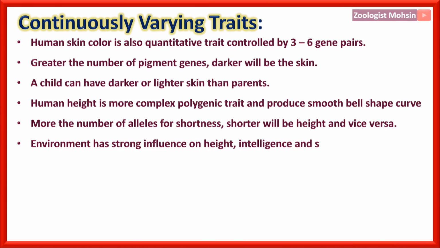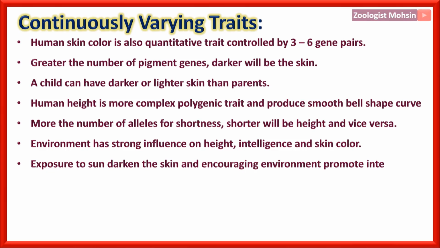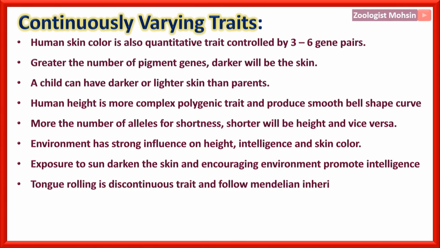Environment has strong influence on height, intelligence and skin color. Exposure to sun darkens the skin, and an encouraging environment promotes intelligence. These are the environmental factors on the expression. Tongue rolling is a discontinuous trait and follows Mendelian inheritance, and the rollers have a dominant allele.